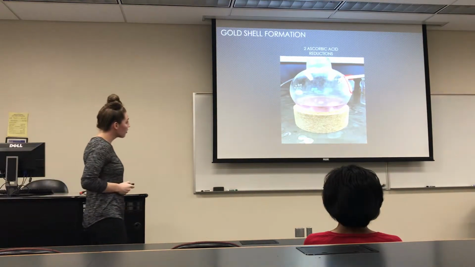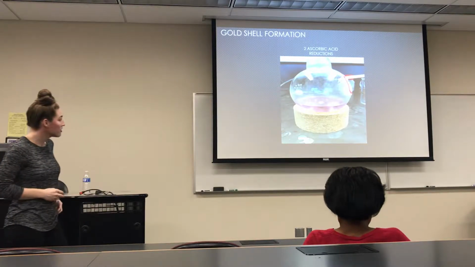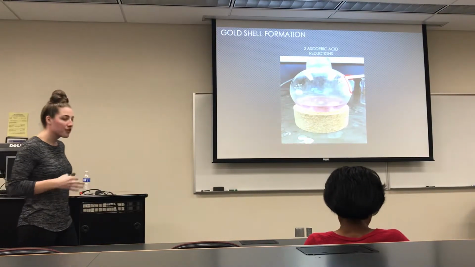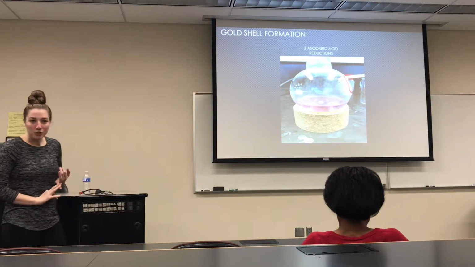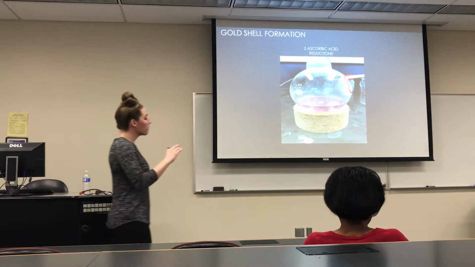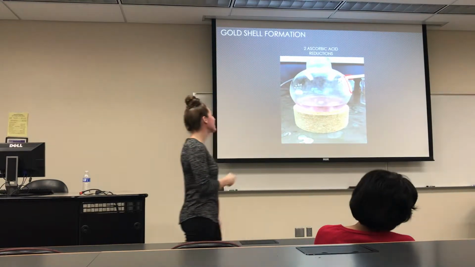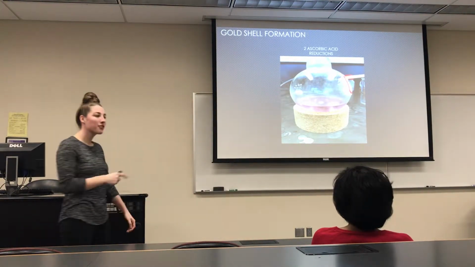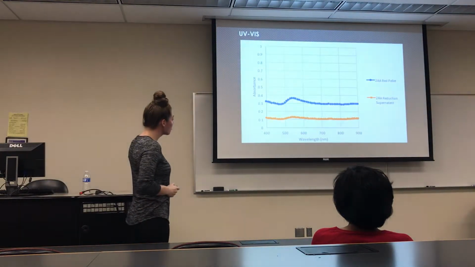So this was the resulting solution of my 2 ascorbic acid reductions. And this purplish pink color is actually indicative of shell formation. Now the pink is a little suspicious because normal gold colloidal particles are red. So this leads me to believe that there might be a little bit of unreacted gold in solution. And if we look at the UV vis, we can actually see that that's true.